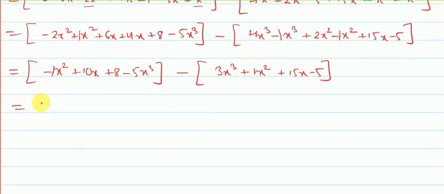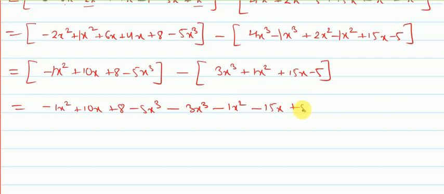Now you need to open the bracket, so you get minus 1x square plus 10x plus 8 minus 5x cube minus 3x cube, because here minus, here plus. Okay, minus into plus, here again minus, minus, and here plus, so we get this, and minus into minus plus.